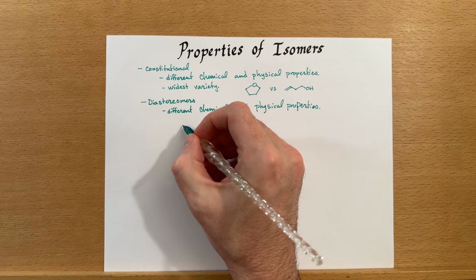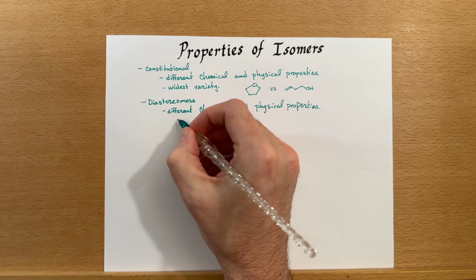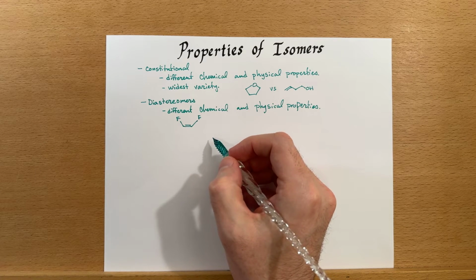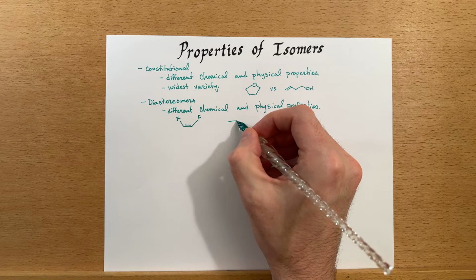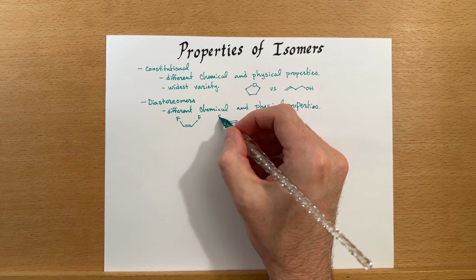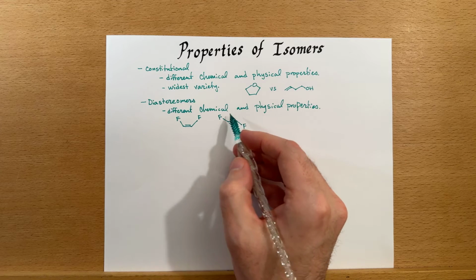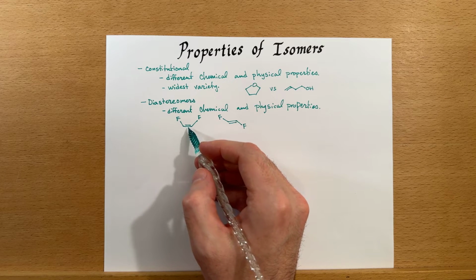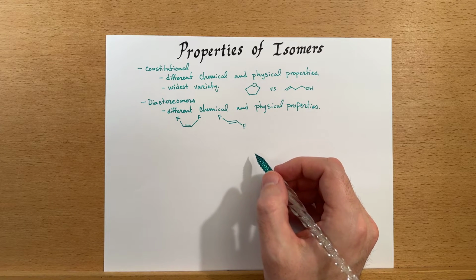As an example, let's look at the polarity difference between something like a cis-difluoroethene and the trans version. The cis version will be polar, whereas the trans version is nonpolar. So the cis version should have a much higher boiling point than the trans does.